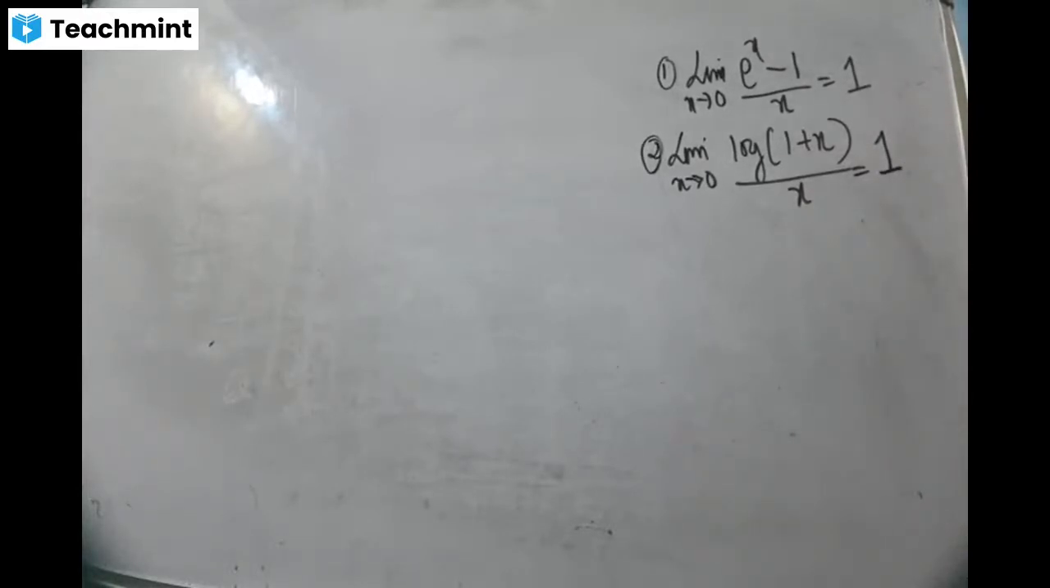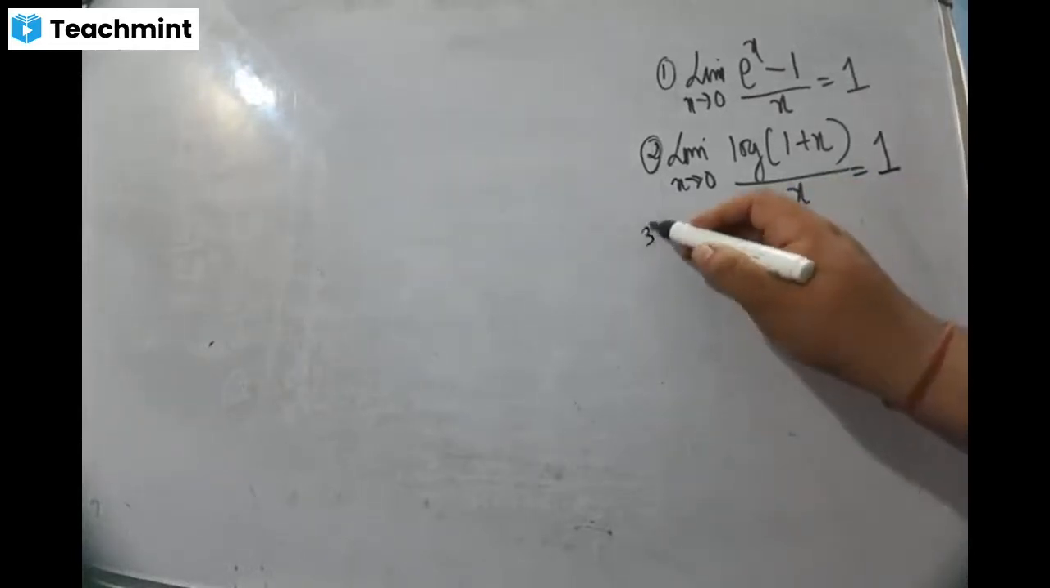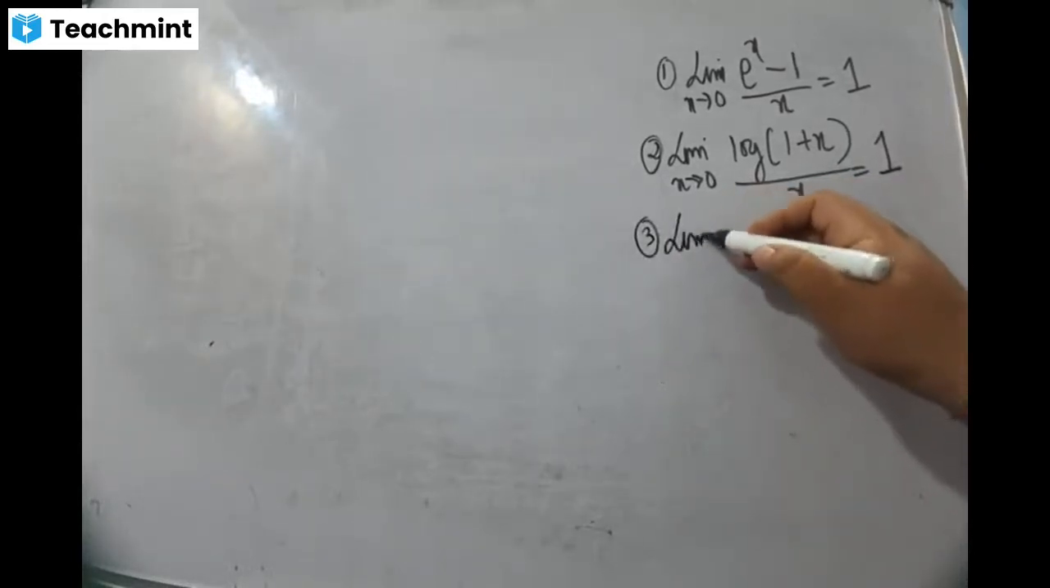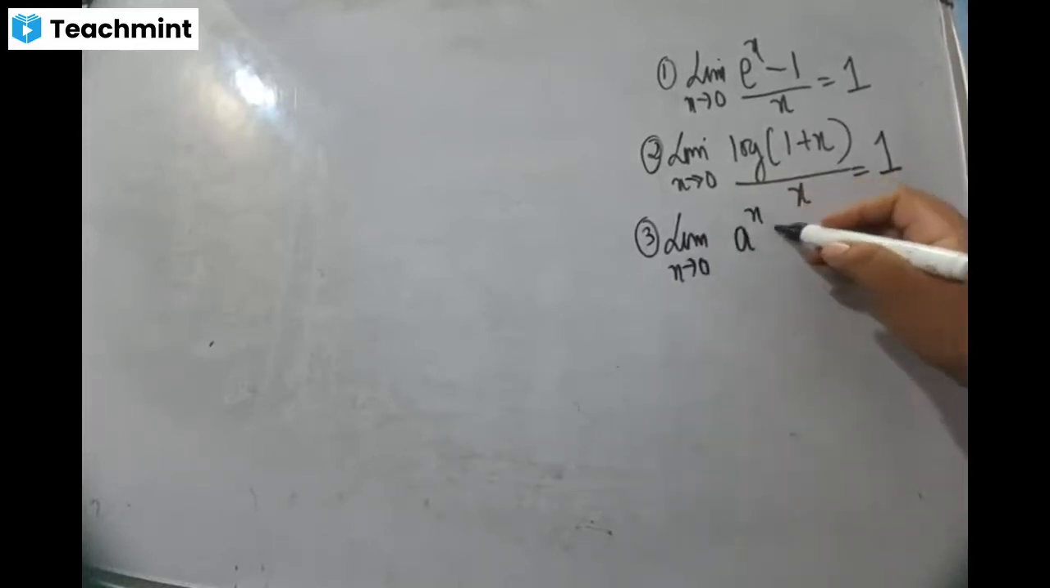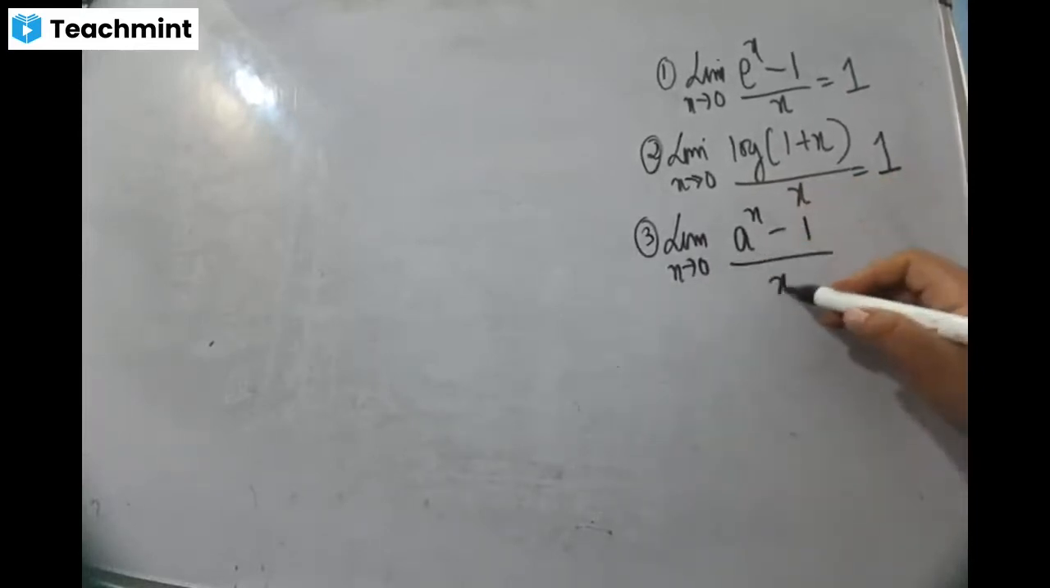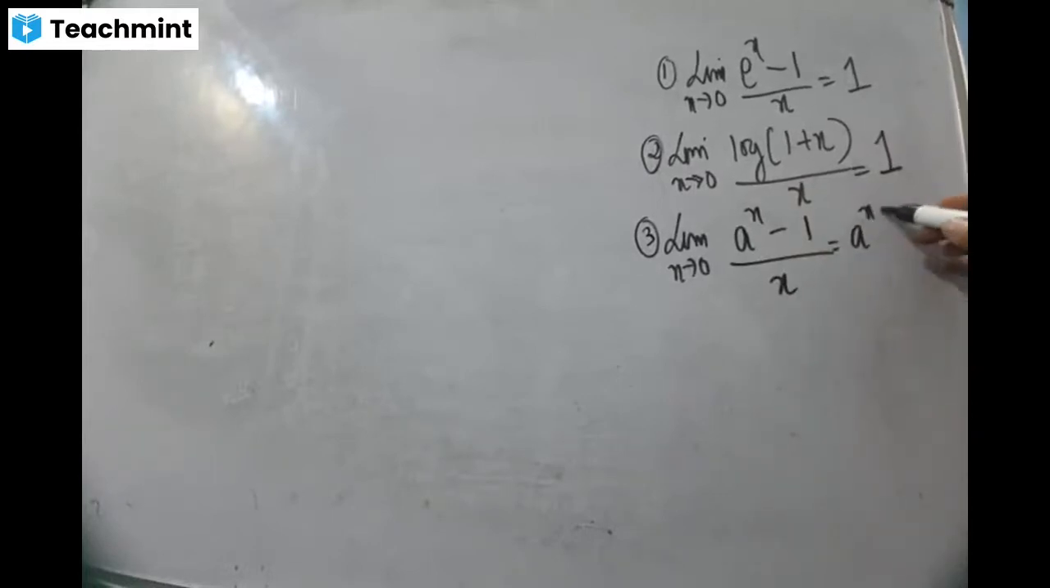Then the value of this is also going to be 1. Is that clear? Property number 3 says limit x tends to 0, a to the power x minus 1 divided by x is a to the power x into log a. What is a? A is a constant.